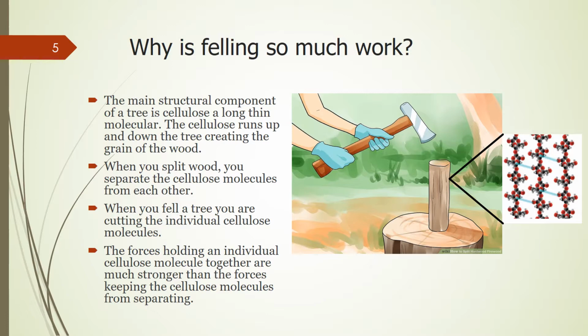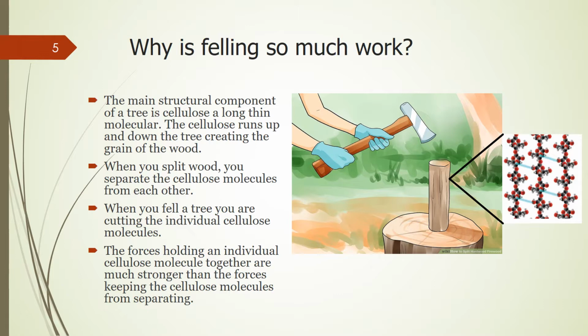If you zoom into your log, what you'll notice is that trees are made up of predominantly cellulose. Cellulose is this long, thin molecule, and it runs up and down the tree. Now, it's not the only thing in the tree by a long shot. The other thing that's important here is a molecule called lignin, which kind of connects your celluloses together. But when we look at the cellulose, it goes up and down the tree, and that's what we call the grain of the wood.